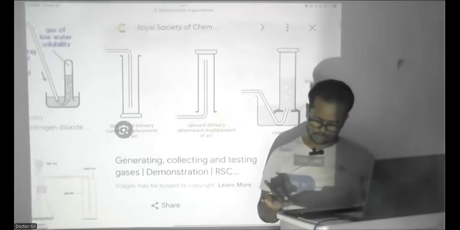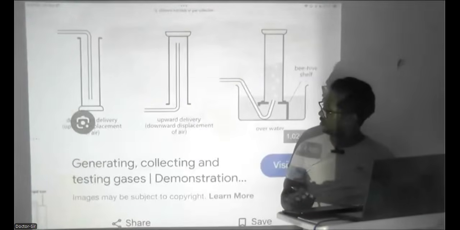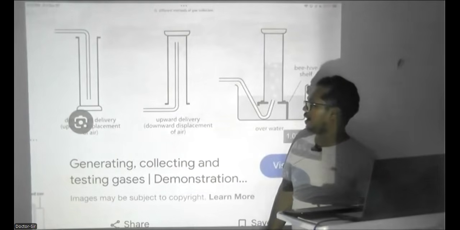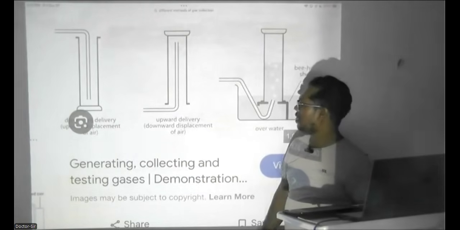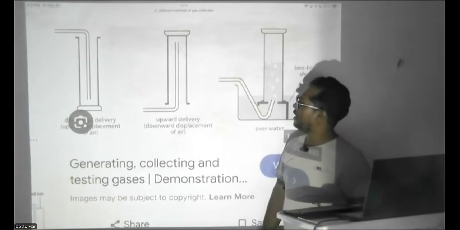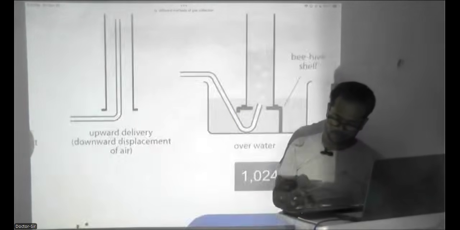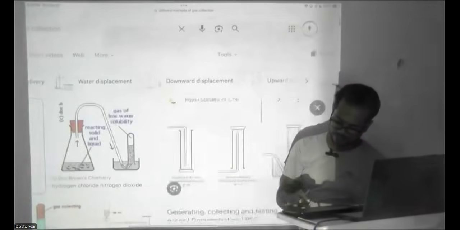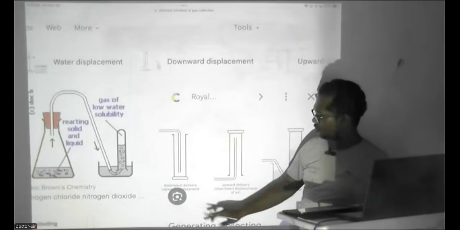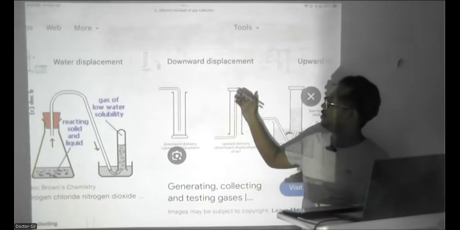Okay, so these are the two methods. One is the upward delivery, which we call the downward displacement of the air. Another one is the upward displacement of the air. These are the two images they also use in your exam paper. So this is downward delivery, and this is upward delivery.